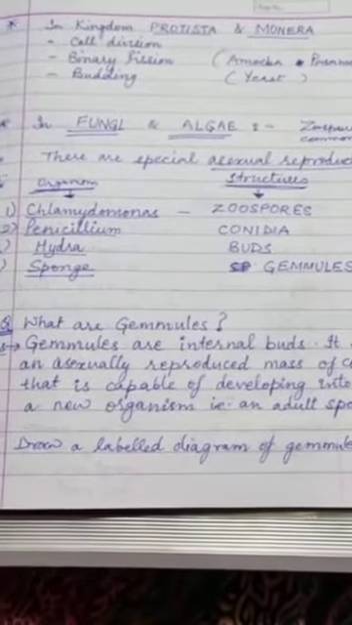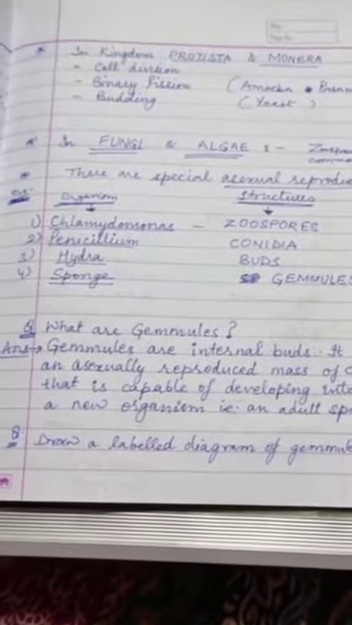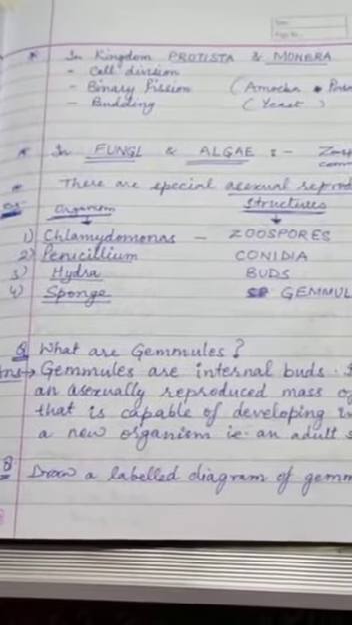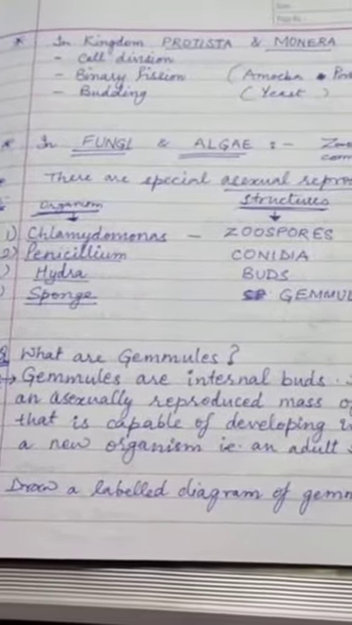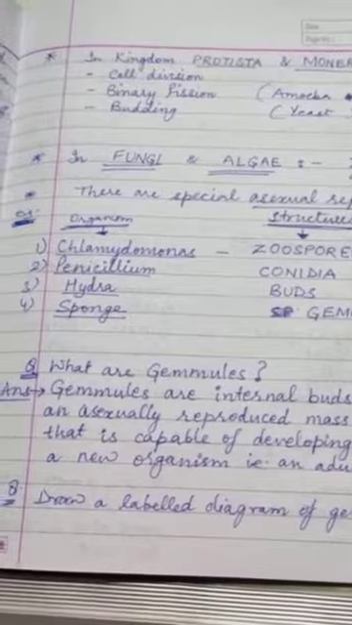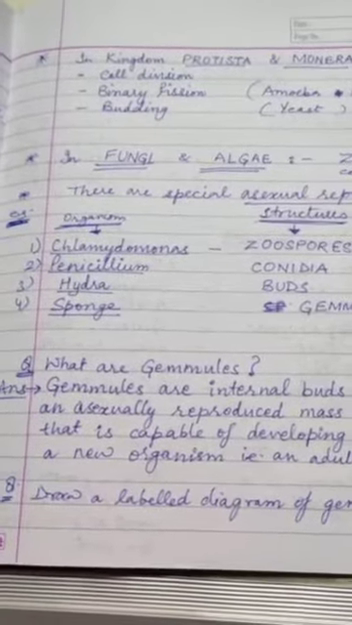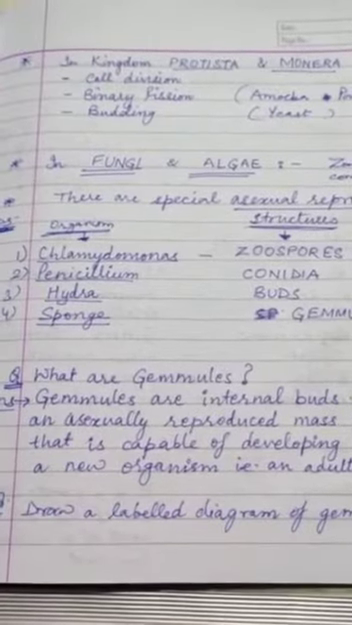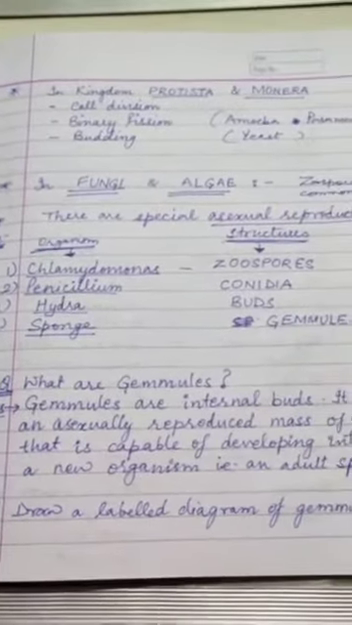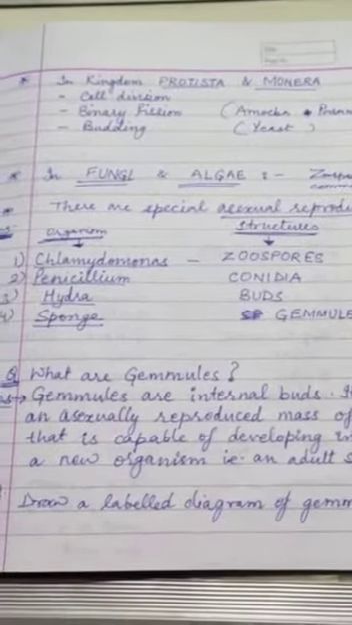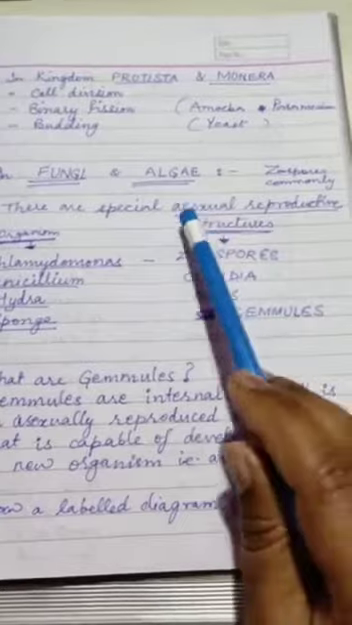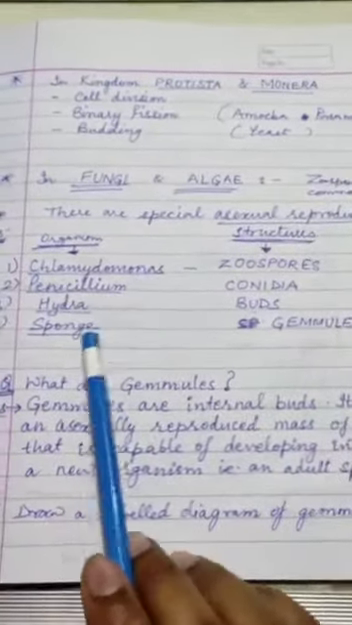Types of asexual reproduction. There are different types, different modes of asexual reproduction. In kingdom Protista and Monera, as they are mainly unicellular organisms, they divide normally by cell division, mitosis, and other processes are binary fission and budding. In fungi and algae, though they are multicellular, they also reproduce by asexual modes of reproduction, and they have special structures. Asexual reproduction structures, you have to learn these examples.